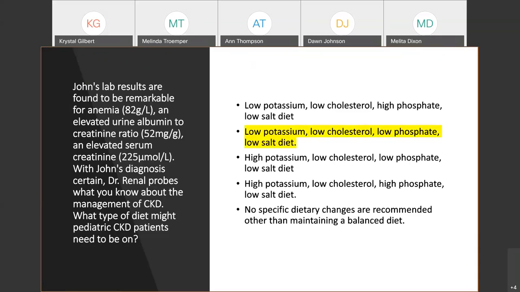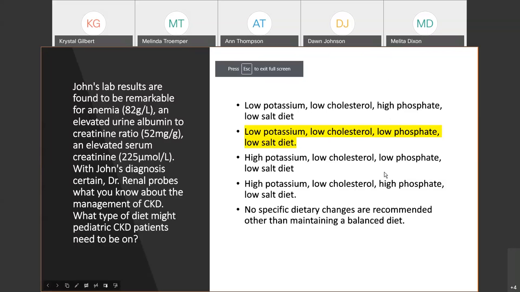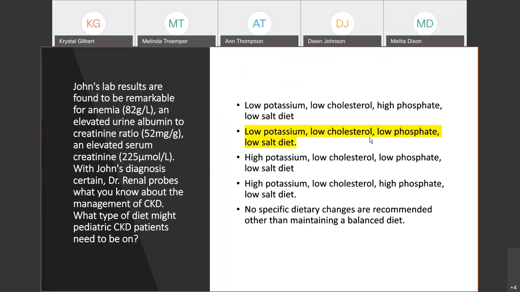Yep, so the kidneys are not properly filtering out. Hold on. Lily stepped on it and pulled it out of my computer. Okay. Sorry. So if the kidneys are not properly filtering out electrolytes, then those are going to be retained. So then you don't want excess. So they're going to naturally have a high potassium, a high phosphate, and a high sodium serum levels. And so we're going to try and decrease those as much as possible. So their diet is going to be the opposite of that because we don't want to increase that imbalance.